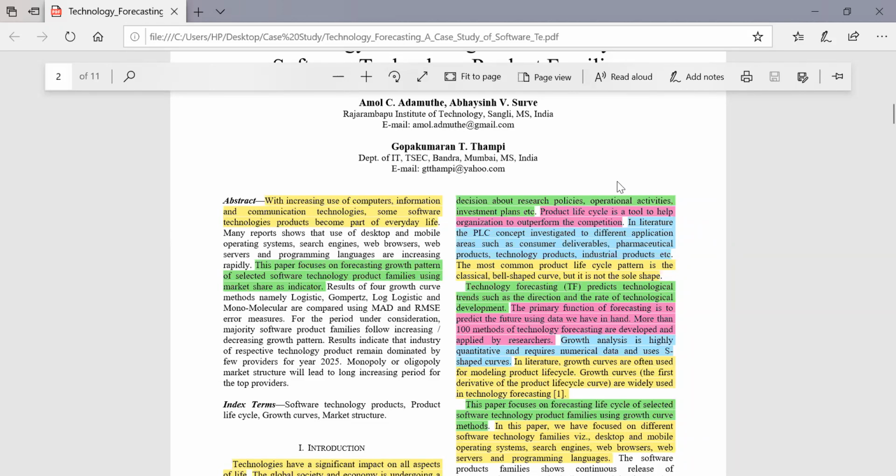And hence always keep in mind, product life cycle is a tool to help the organization outperform the competition. If anyone looks at the product life cycle of a particular product, he will be able to tell how good a product is in the market, whether it is a successful product, a failure, or a moderate kind of thing. So your product life cycle always plays a vital role in these aspects also.